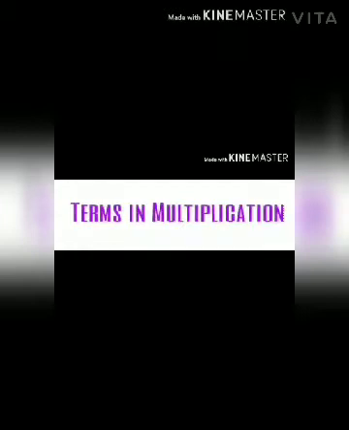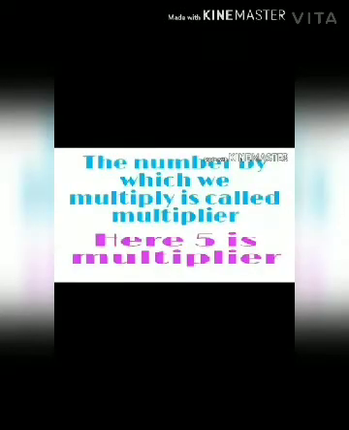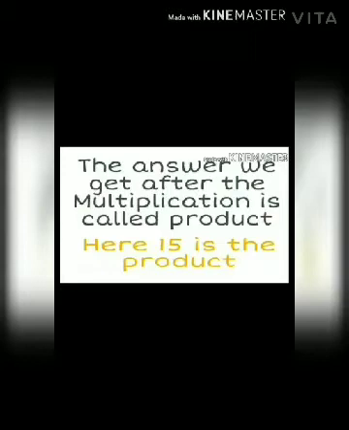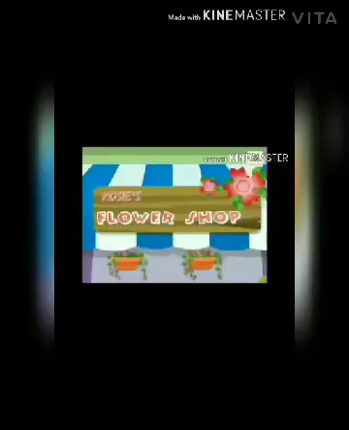Now let us learn terms in multiplication. For example, 3 into 5 is equal to 15. The number which we multiply is called multiplicand. Here 3 is multiplicand. The number by which we multiply is called multiplier. Here 5 is multiplier. The answer we get after the multiplication is called product. Here 15 is the product. Therefore, 3 is multiplicand, 5 is multiplier, 15 is product.